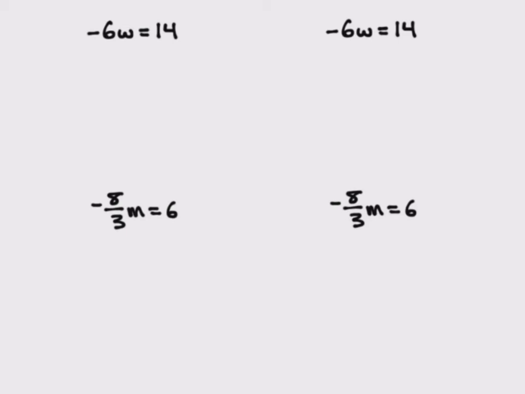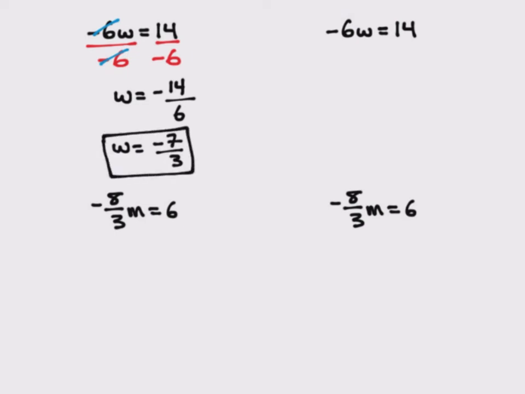Alright, for the first one, negative 6w equals 14. We got two options of how to handle this. The first is to divide both sides of the equation by negative 6. Negative 6 divided by negative 6 is 1, so they cancel out, and you're left with just w equals negative 14 over 6. And in general, whenever you can, please go ahead and simplify your fraction. And I'll be honest, I personally prefer improper fractions way over mixed numbers. So just a heads up.